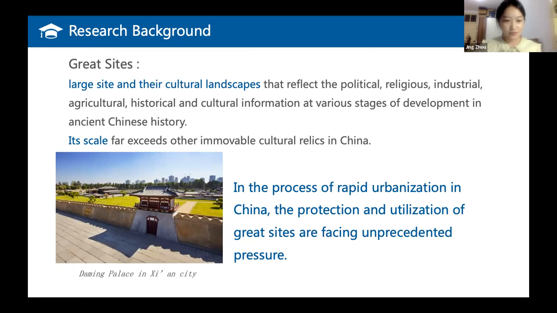As we can see in this picture, many historical architectures, like Daming Palace in Xi'an City, coexist with modern buildings in the city. That's to say, in the process of rapid urbanization in China, the protection and utilization of great sites are facing unprecedented pressure.